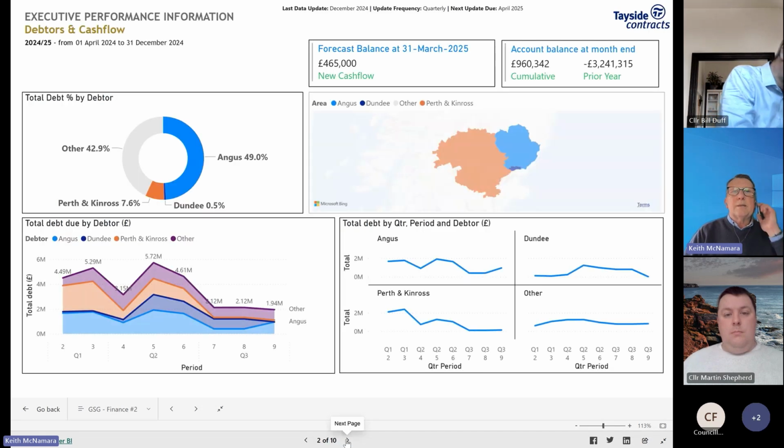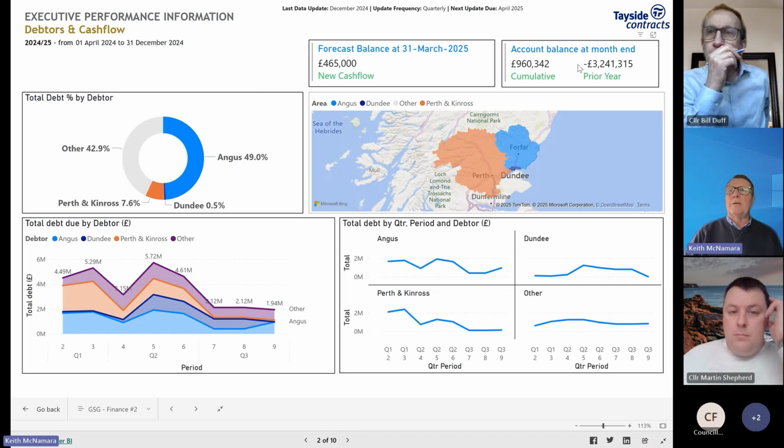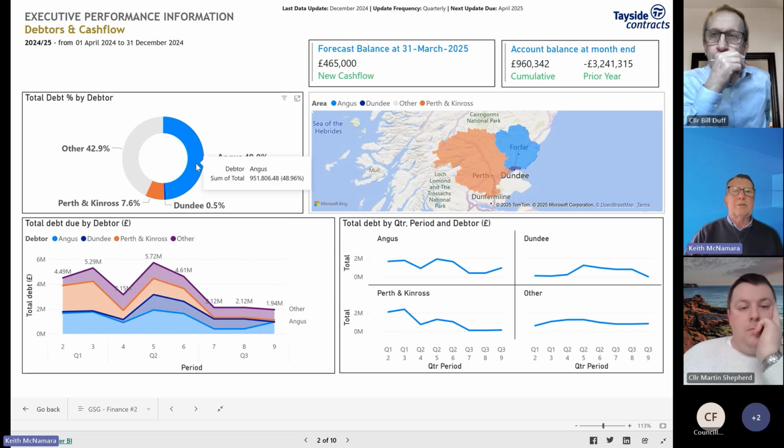The second screen relates to debtors and cash flow. This is showing things like our forecast balance, so net cash flow in comparison to the previous year. It's also very helpful in terms of where our debtors are. Again, not wishing to go into any performance information, but for example, there just seemed to be a little lag in terms of Angus Council in terms of payments, and we actually had a governance and strategy group meeting yesterday and picked up on that.